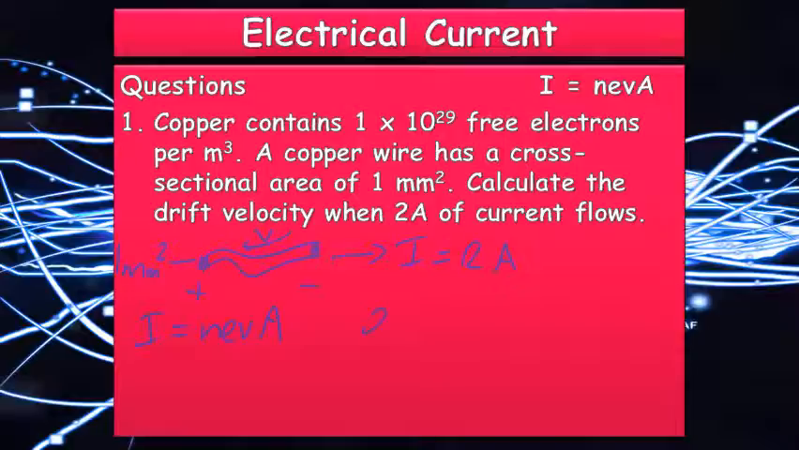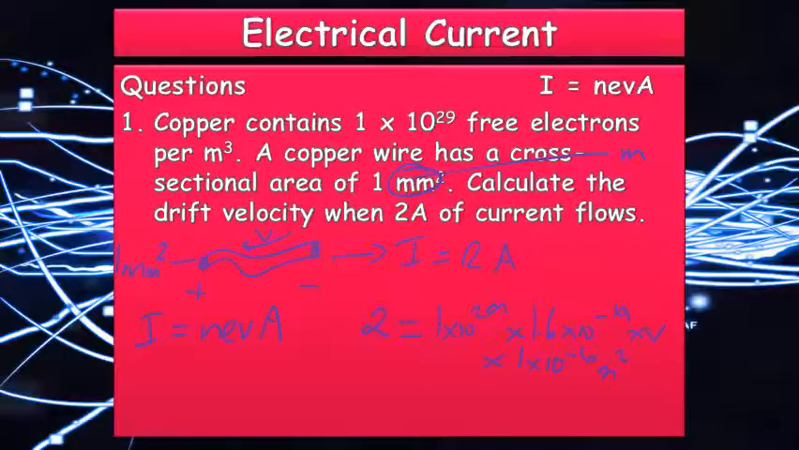Okay, so we're just going to substitute some numbers in. So 2, which is the current, equals 1 times 10 to the 29, times the charge on a single electron, which we know from previous lessons is 1 times 10 to the negative 19, times our mystery value v, times 1 times 10 to the negative 6, because remember we want to convert millimeters into meters, standard form. So 1 millimeter squared is going to equal 1 times 10 to the negative 6 meters squared.